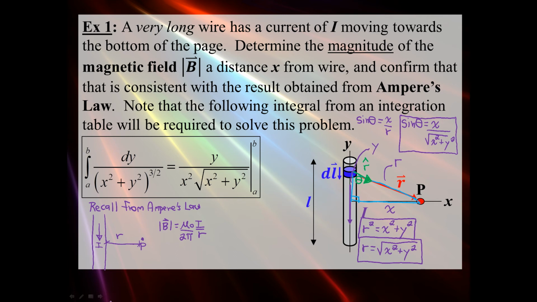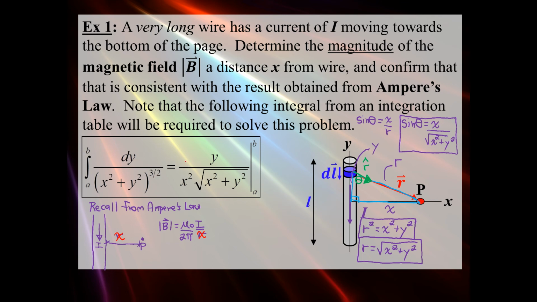Just one other thing before I move forward, we're going to compare it back to Ampere's law. I know I said that it's equal to r here, but in terms of the way we set the problem up, this distance from the wire to point P would actually be x. So when we compare it to the Ampere's law result at the end, this should be mu naught I over 2 pi x.